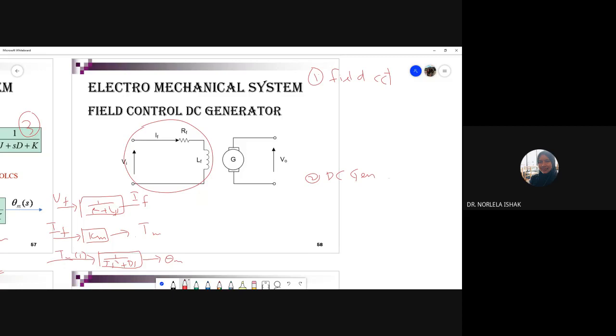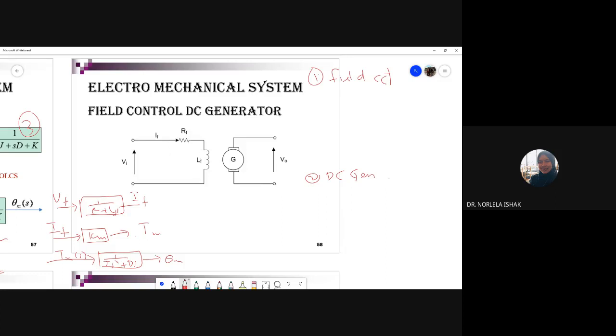Try to derive. Can you get the equation from there? Who can try? How many subsystems do we have? Field circuit, DC generator. Any more? No more. Okay, only two subsystems, right? Okay, the first one, you have to derive.